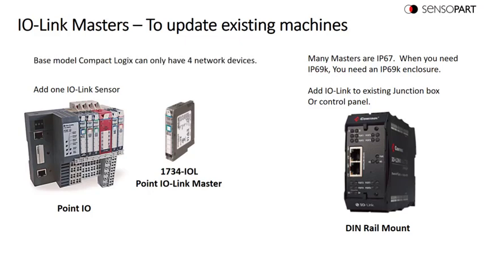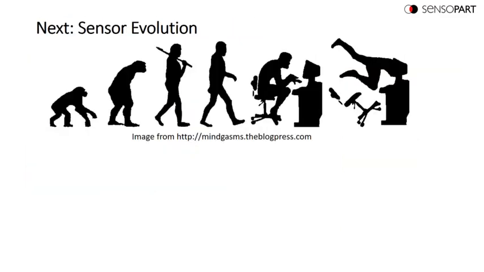And just to note, the base model CompactLogix can only have 4 network devices. So if you have one VFD on your existing machine, you can only add 3 Ethernet IP IO-Link masters to that. So just be aware of that when you're upgrading your machine. Next, we'll talk sensor evolution.